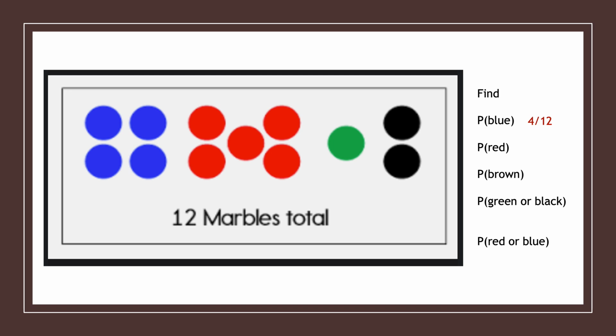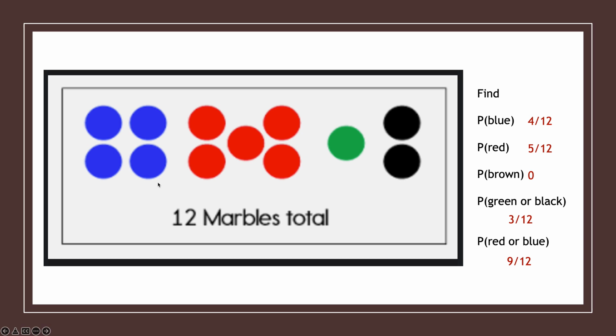You figure out the probability of red, probability of brown, probability of green or black, and the probability of red or blue. Go ahead. Okay. Probability of red is 5 out of 12. Probability of brown, there are no browns. That's 0. Probability of green or black. Well, look, there's 1 green one and 2 black ones. So that would be 3 out of 12. And red or blue. Well, here's your 5 red ones that we saw before, and the 4 blue ones, that would be 9 out of 12.